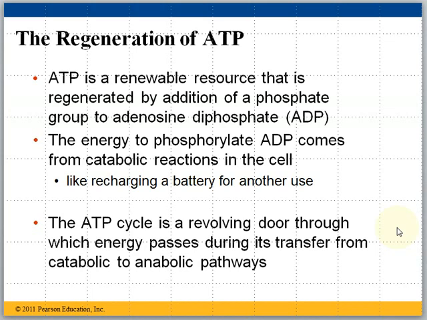So if you have rechargeable batteries, you have to understand they're not 100% efficient. So the electricity that you get from the wall to recharge those batteries, the battery will not be able to use and store all that electricity that comes from the wall. So overall, you're still losing some energy, but you can recharge and reuse that battery over and over and over again. So ATP is kind of like a revolving door, in which energy is transferred from catabolic, which is the breaking down and releasing energy, to anabolic, which is the taking in energy, building up pathways.